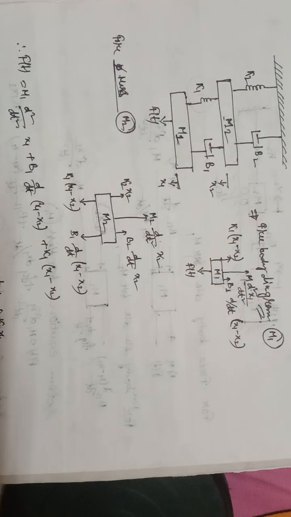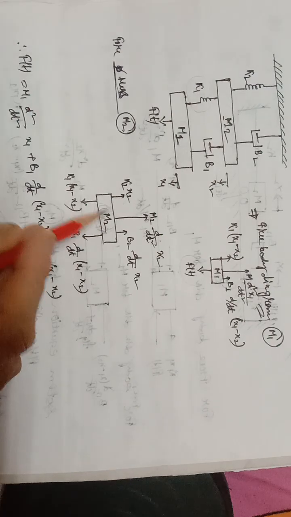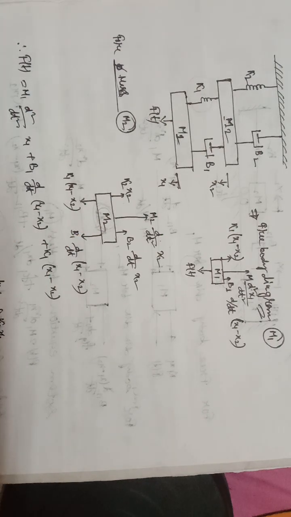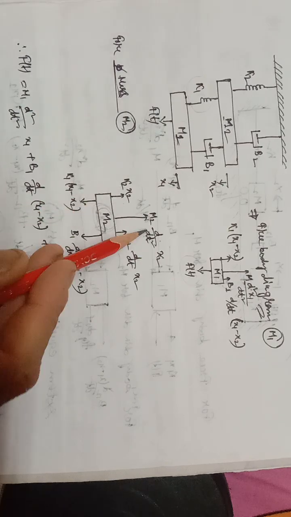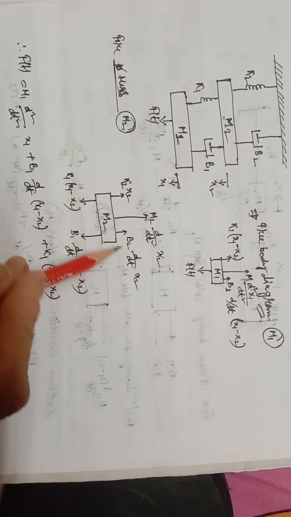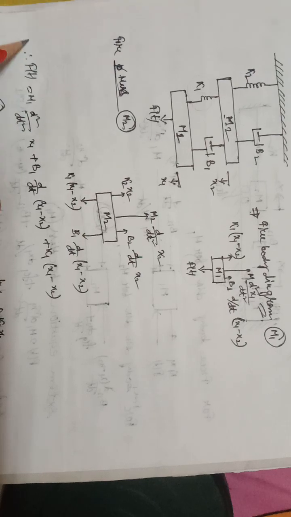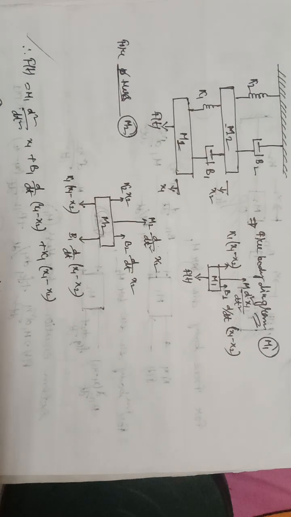Now in case of mass m2, these two forces are equal to these other forces. So you have to add three forces here. This one is equation 1, and this is the other equation.